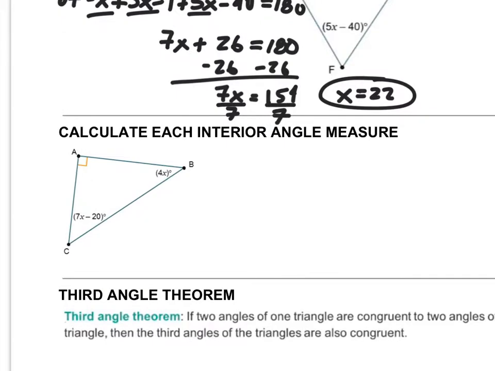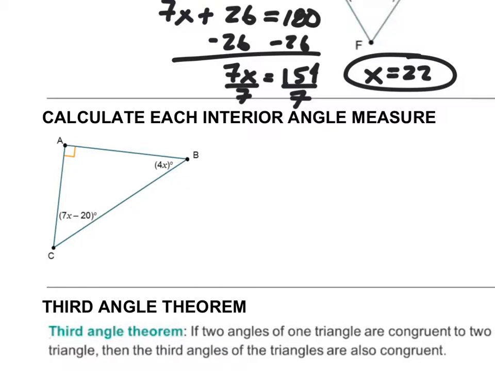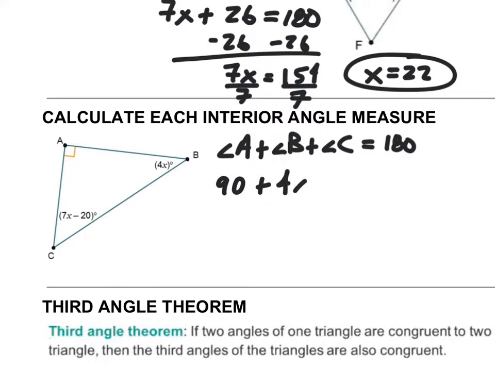Okay, so now it wants us to calculate each interior angle measure here. What I know is that if I take angle A plus angle B plus angle C, that would give me 180. Angle A is a right angle, so I know that's a 90-degree angle. For angle B, I would just add 4x. For angle C, that's going to be plus 7x minus 20. Add all those up, and that's going to give me 180.